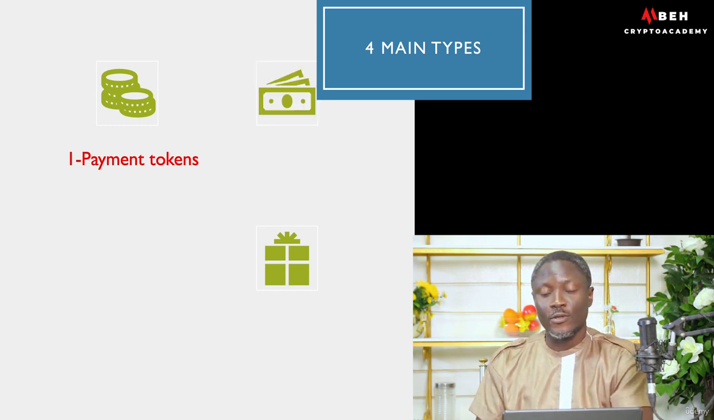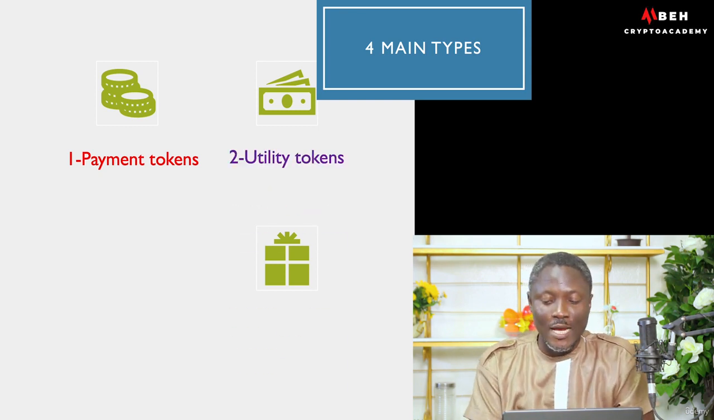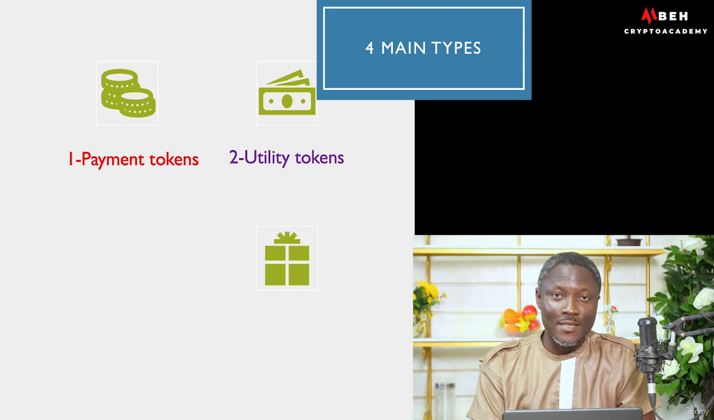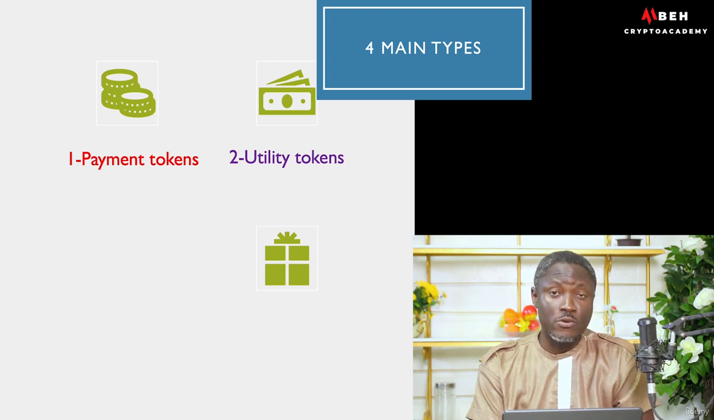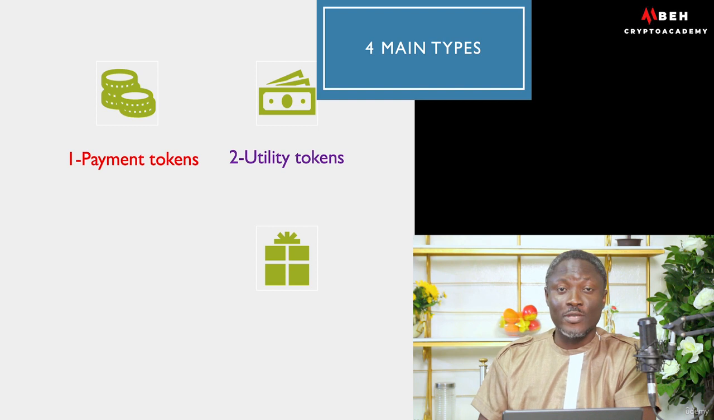And then you also have the second type of token, which is known as utility tokens. These are tokens that can be used to maybe pay bills. They can be used for utility. They have use cases that can actually be used in real life.